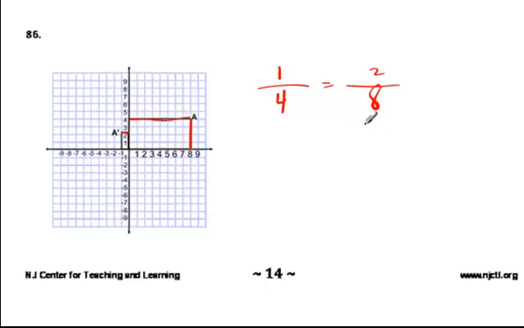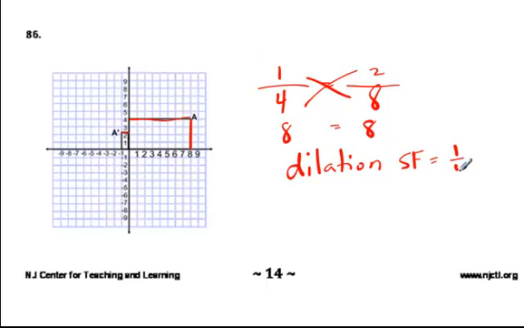One way to check if it's proportional is to cross multiply. 1 times 8 is 8. 2 times 4 is 8. 8 equals 8. So yes, it's a dilation. And we know that it's a scale of 1/4. 2/8 is 1/4, so I always use the simplified.